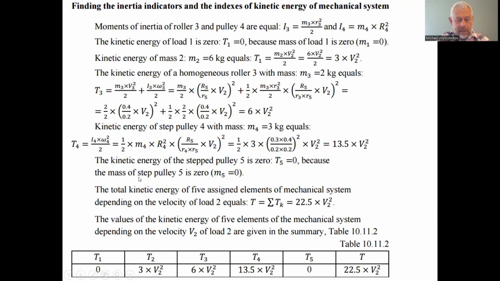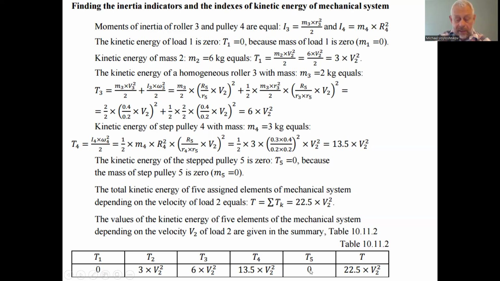Okay. The kinetic energy of the fifth pulley is 0 because the mass of pulley number 5 is assigned 0. The total kinetic energy of the 5 elements of the mechanical system. If we do the total of all this, we can summarize it in the table. The first load is massless, with 0 kinetic energy.